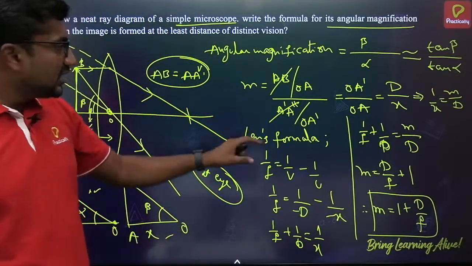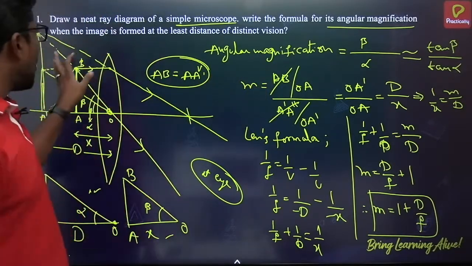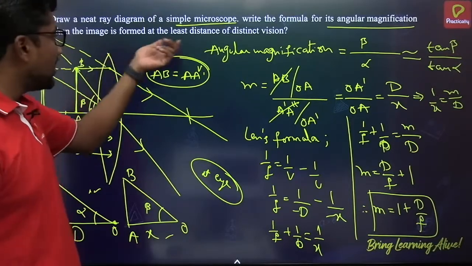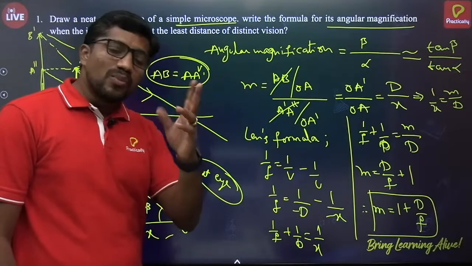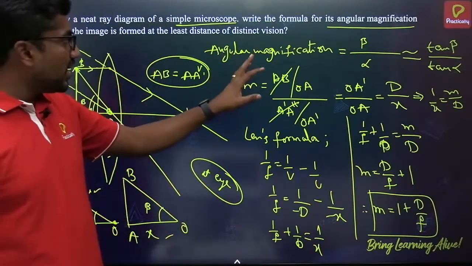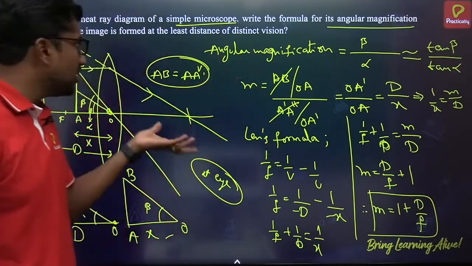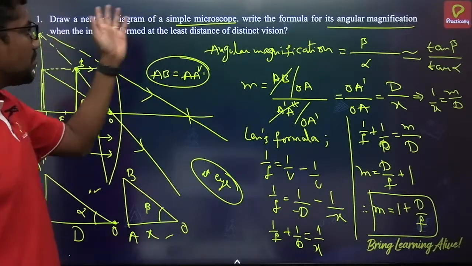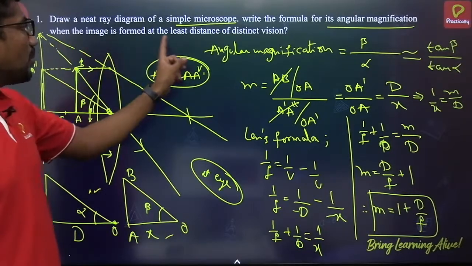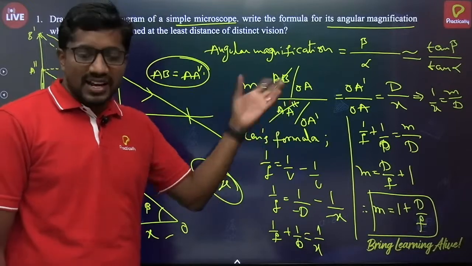Okay. So this is how we can obtain the expression for angular magnification of a simple microscope for the image at the least distance of distinct vision. And there is one more case also: finding the magnification when the object is at infinity. That case is also there, but in this question you are given to find the angular magnification of this simple microscope when the image is formed at the least distance of distinct vision. When it is formed at infinity, that is another case.